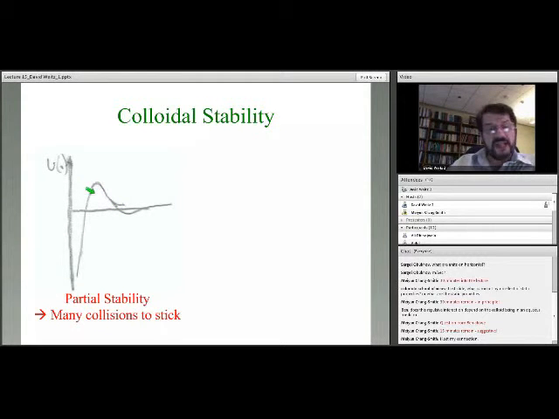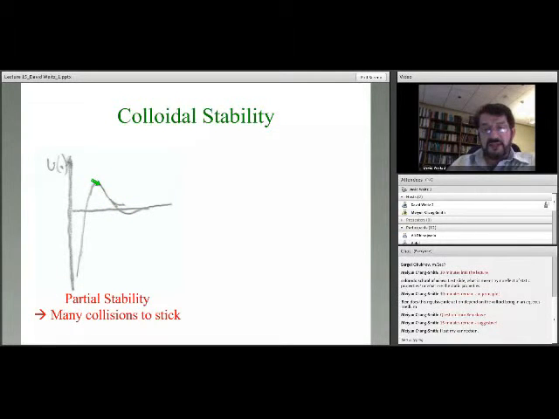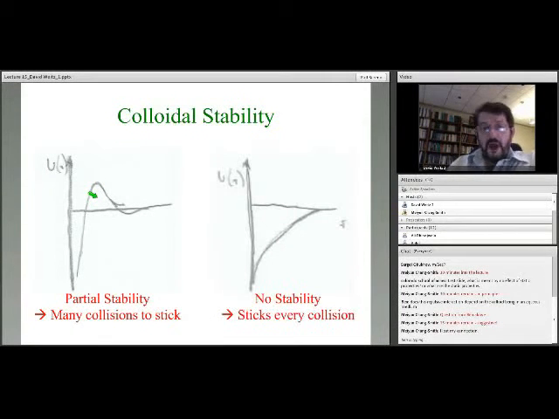On the other hand, if you completely lose this repulsive barrier, as shown here, there's no repulsive barrier at all in this case, then every collision will lead to the particles sticking. And Ben is asking a question: what is the time scale of this partial stabilization?